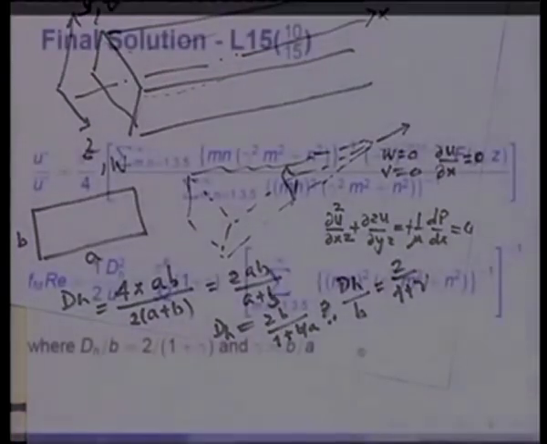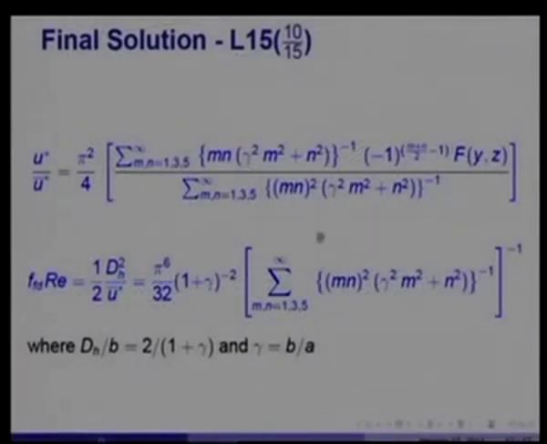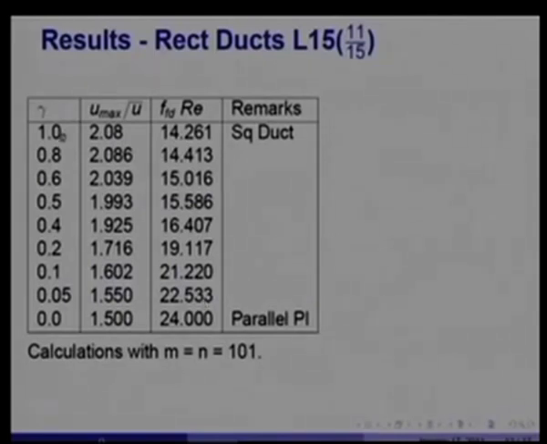If we evaluate friction factor and Reynolds number by substituting different values of gamma, we obtain these results that are shown here. When gamma is equal to 1, that is the aspect ratio is exactly equal to 1, then you get a square duct. Both shorter and longer side are equal length, in which case U max divided by u bar would be 2.08, and the fully developed friction factor into Reynolds number will be 14.26, and that is the case of a square duct.